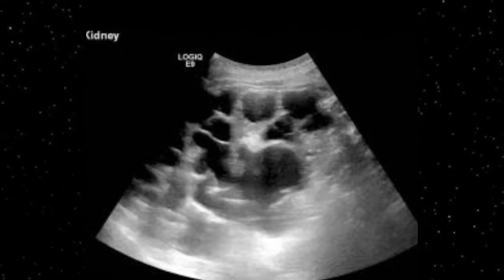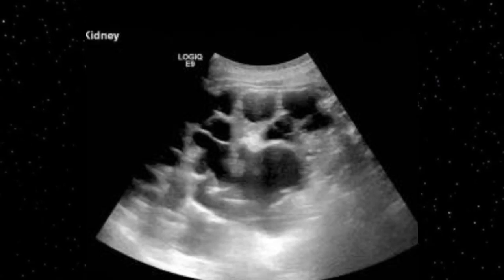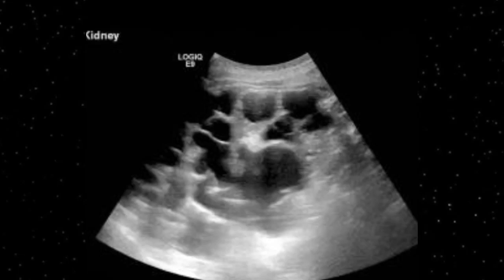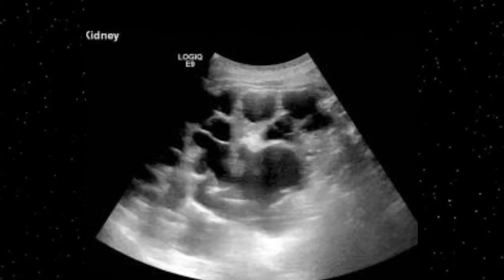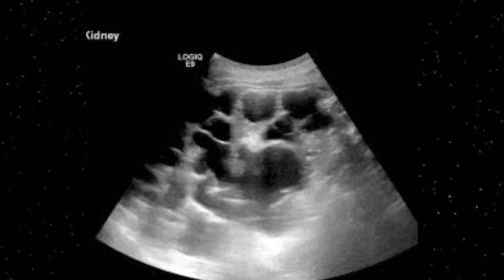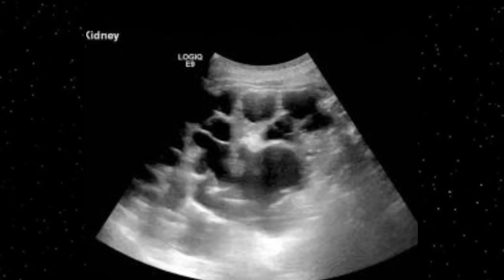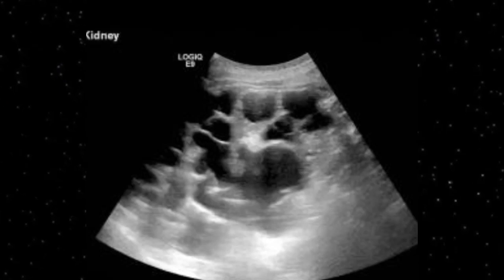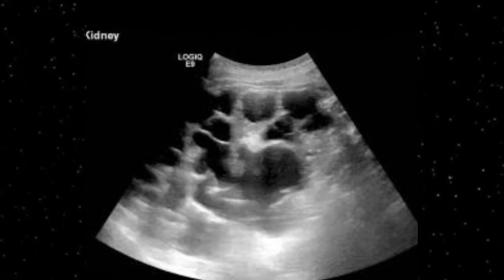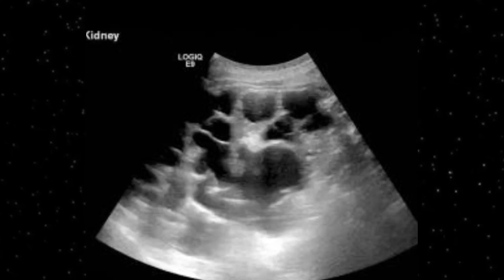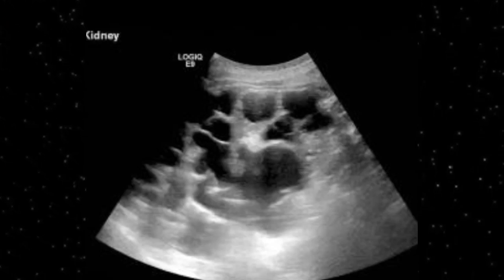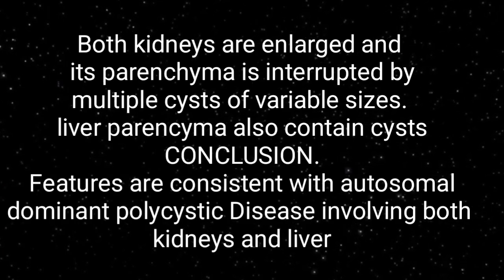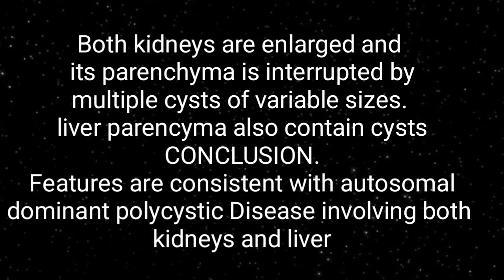This is another example of the polycystic kidney. You can appreciate that the kidney is quite enlarged. You cannot easily appreciate its size, and multiple cysts are there interrupting the parenchyma. So again, this is autosomal dominant polycystic kidney disease, and in this case you have to scan the liver as well for the presence of any cystic lesions, and mention it on the report. Mention on the report that both kidneys are enlarged and their parenchyma is interrupted by multiple cysts of variable sizes.